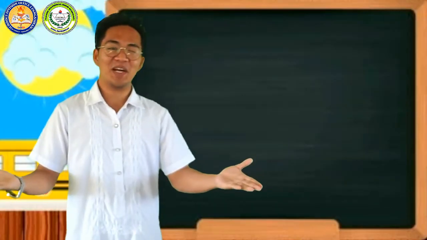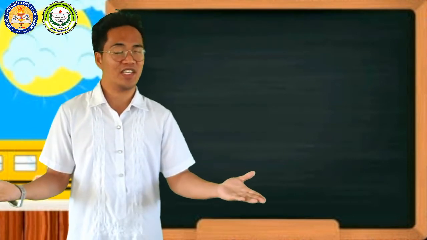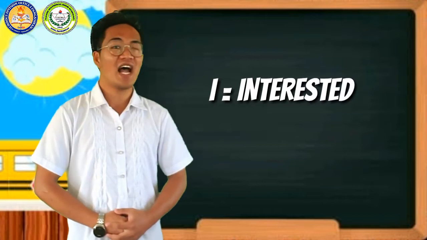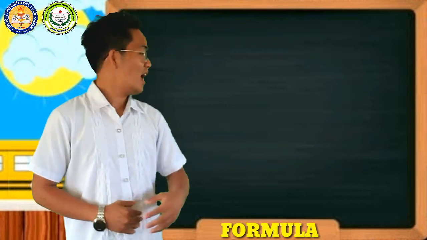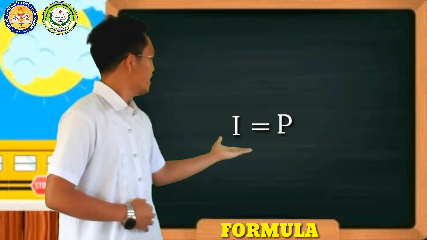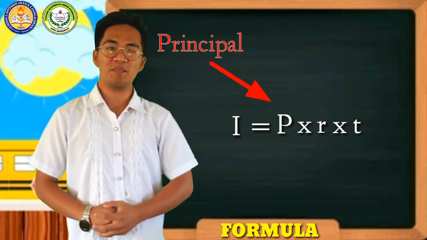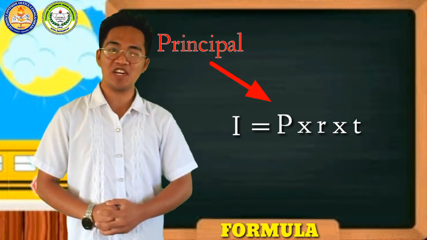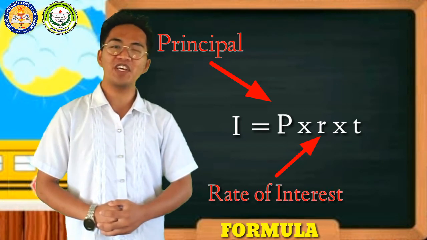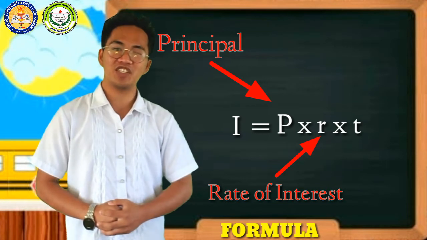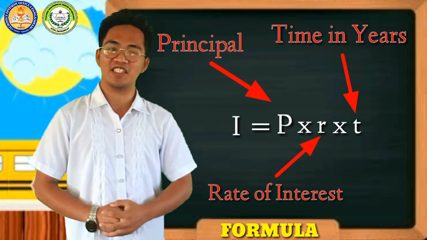In many simple interest problems, you will be finding the total interest earned over periods, which is represented as I. And now, the formula for simple interest is I equals P times R times T, where P is the principal and it is the amount of money borrowed or invested. R is the rate of interest and it is the percent charge. Lastly, T is the time in years.